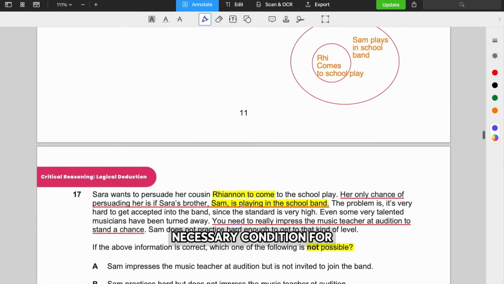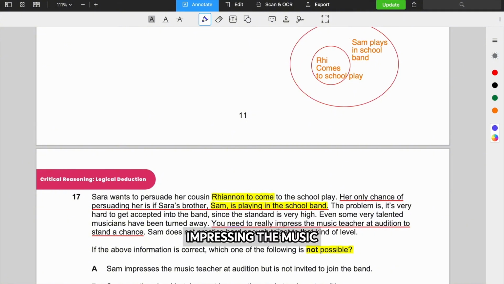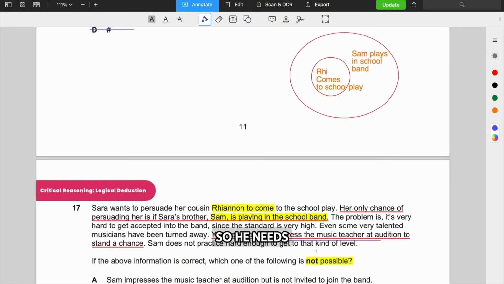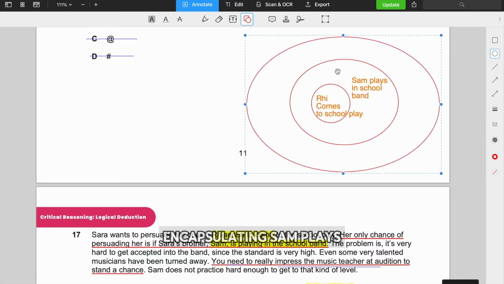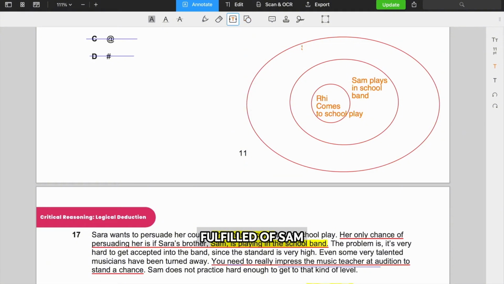So what's the necessary condition for Sam to play in the school band? Impressing the music teacher. So he needs to impress the music teacher to stand a chance. So if he does play in the school band, he has definitely impressed the music teacher. So we can actually draw a larger circle encapsulating Sam plays in school band, which represents the necessary condition being fulfilled of Sam impresses music teacher.